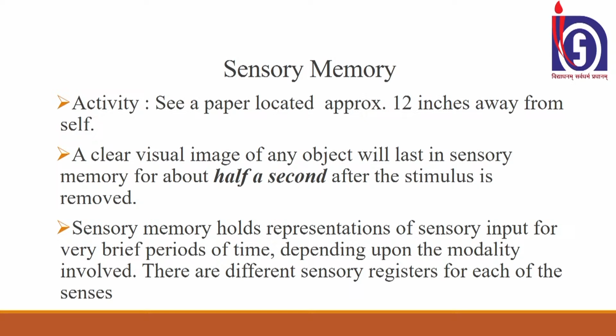Whatever objects you are seeing in your surroundings, if you focus on one and then shift your focus away from that object, it will remain in your sensory memory for half a second. This is what we call sensory memory. Whatever information your senses are receiving forms a part of your sensory memory.